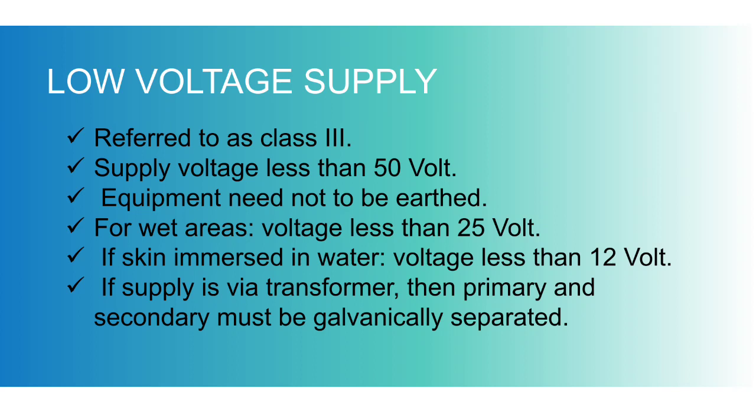Next, low voltage supply. These are referred to as class 3, and the supplied voltage must be less than 50 volts, and as in the previous case it need not be earthed. These are specified in 3 specific cases. For wet areas the voltage should be less than 25 volts. When the body or skin is immersed in water, the voltage should be less than 12 volts. And if the supply is via a transformer, the primary and the secondary lines must be galvanically separated so that it prevents the current flow.